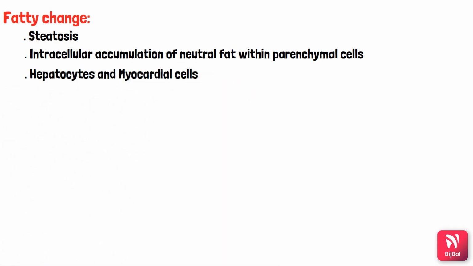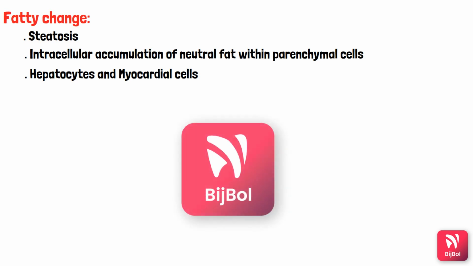So in fat metabolism, which cells participate? That is liver cells, that is hepatocytes, as well as myocardial cells. These are the ones which participate in fat metabolism, and this is where fatty change can occur. And in hepatocytes, that is the liver, if that change occurs, it is called fatty liver also. So this is about reversible cell injury and its morphological forms.